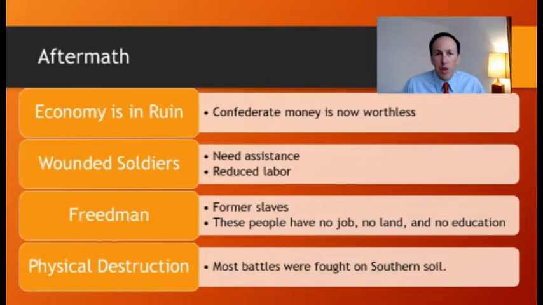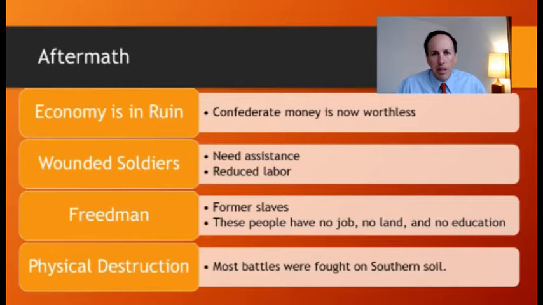Okay, you have wounded soldiers on both sides. They might not be able to work. Who's going to tend for them? Who's going to help them with medical care? You have the freedmen. These people never got access to education, and they don't necessarily know what to do with them, and that's going to be a problem. Okay, they have no job. They have no land. What's their opportunity going to look like? And then the actual physical destruction. Most of the battles were fought in the South, which means most of the buildings were destroyed in the South.